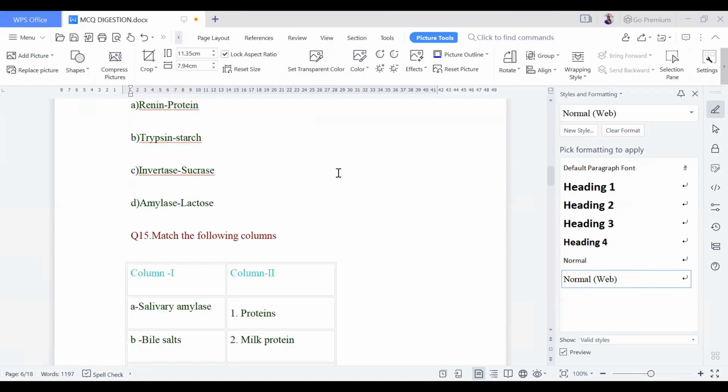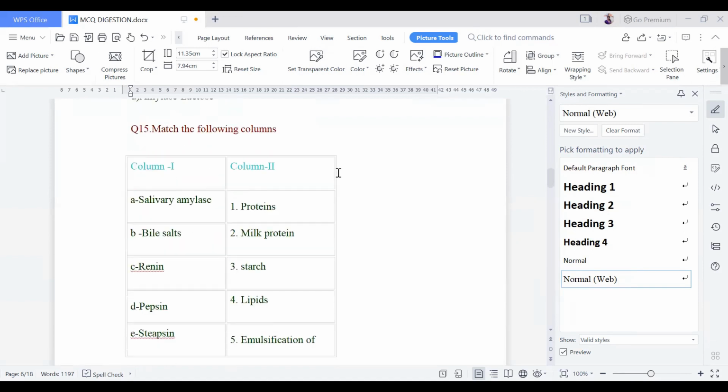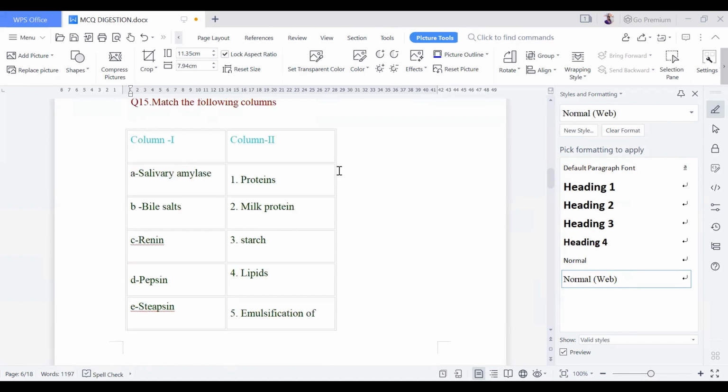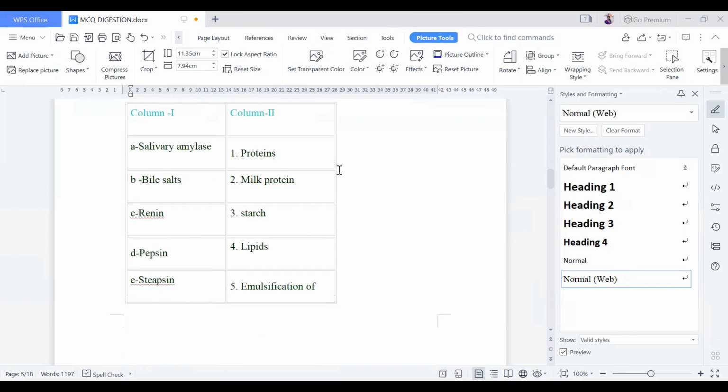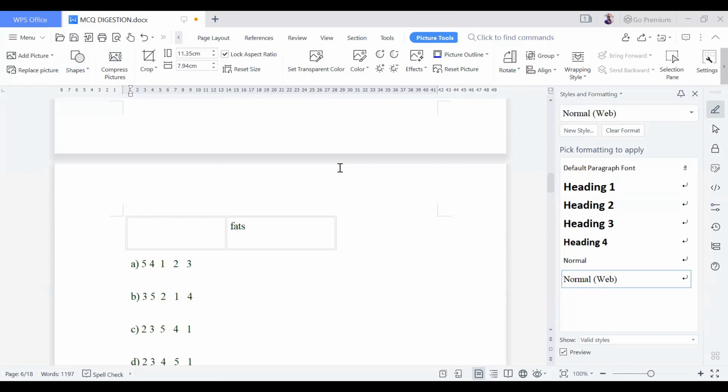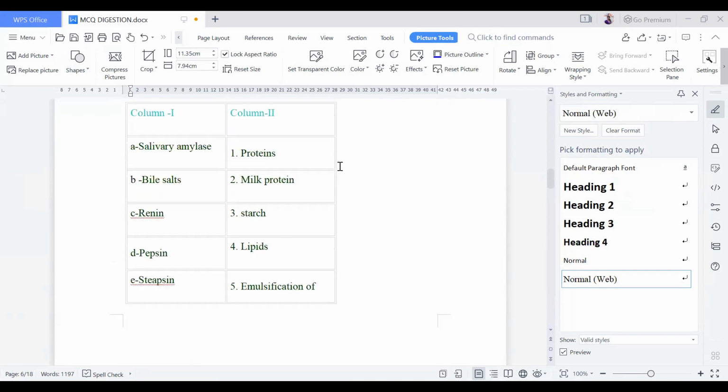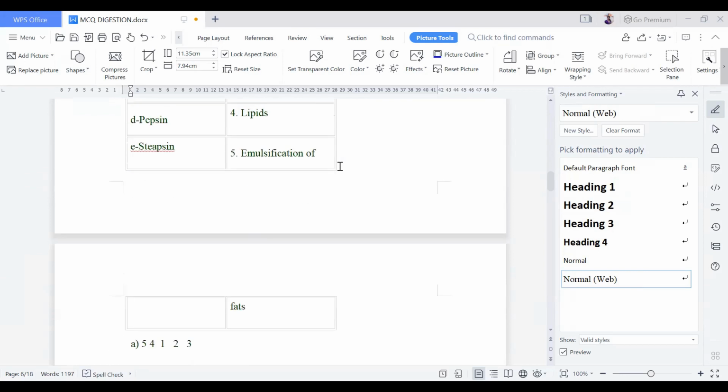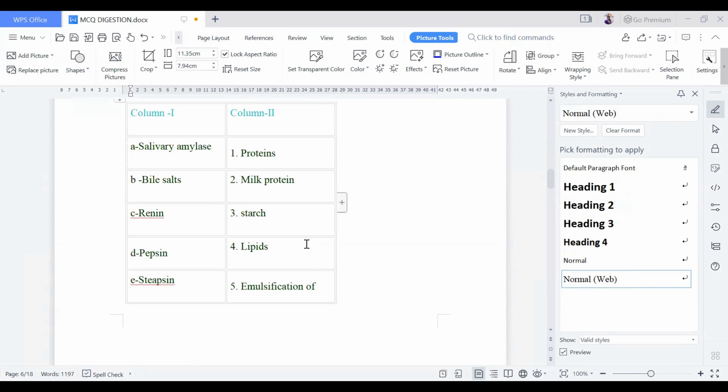Match the following columns, okay? Salivary amylase, bile salts, rennin, pepsin, trypsin, then protein, milk protein, starch, lipids, emulsification of fats. So you have to write which one of this, okay? So below we have fats, okay? Emulsification of fats it is. Just to see this and answer. Just to say me, salivary amylase codes for what? You can say in the mic.